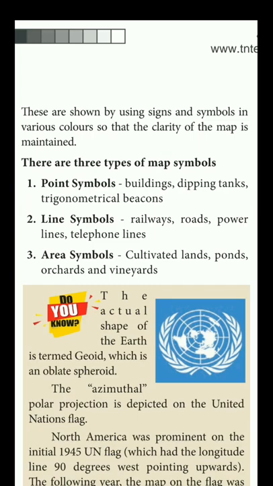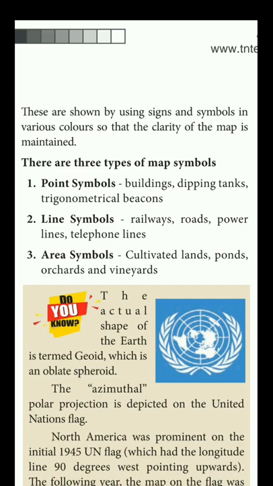So the next one is the line symbols. Where we can see this line symbol mostly: railways, roads, power lines, telephone lines. The third one is the area symbols. These symbols are mentioned on cultivated lands, ponds, orchards and vineyards.